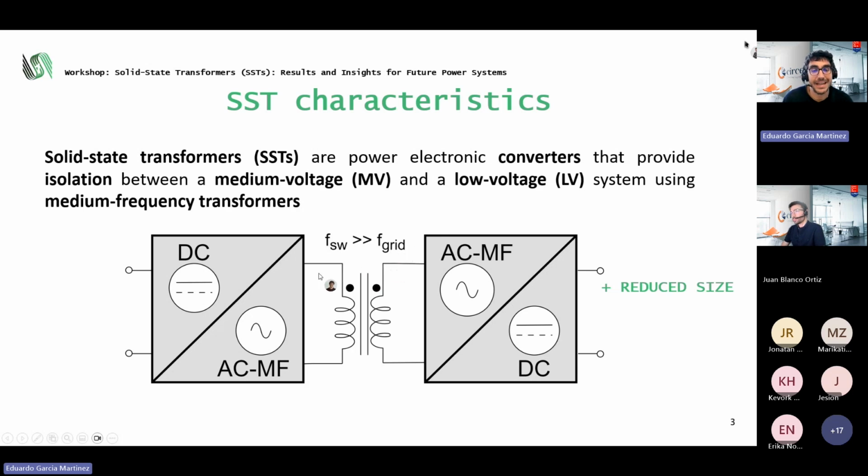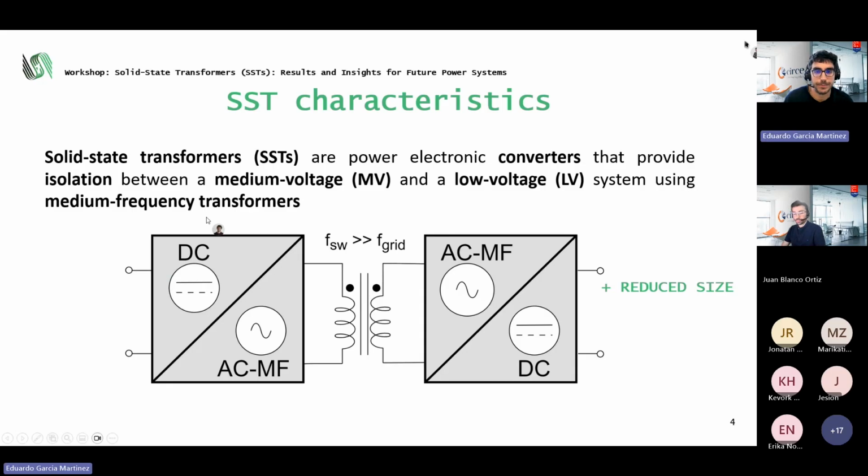So it means that they need lower volume in order to transfer this energy from one point to the other point. So it's a reduction of size compared to the increment of the frequency. If we increment the frequency, for example, 1,000 times, it's more or less a reduction in volume of 1,000 times from the same transformer with the same power, but working at the frequency of the grid.